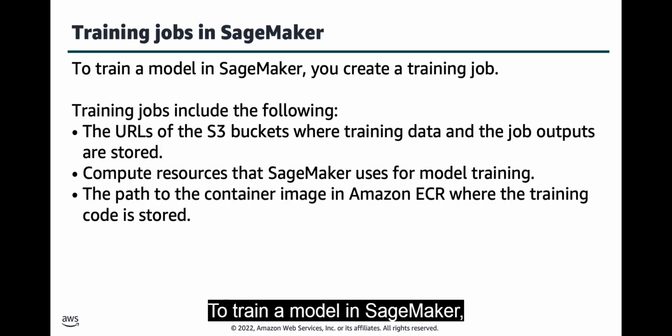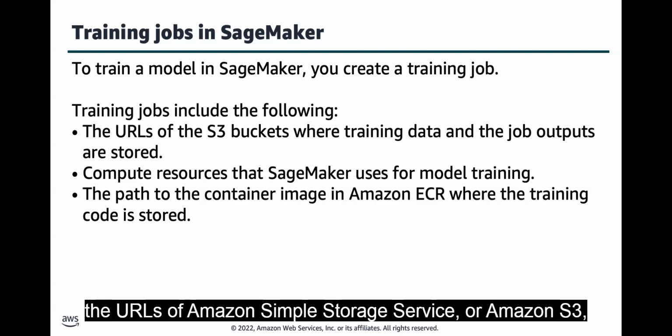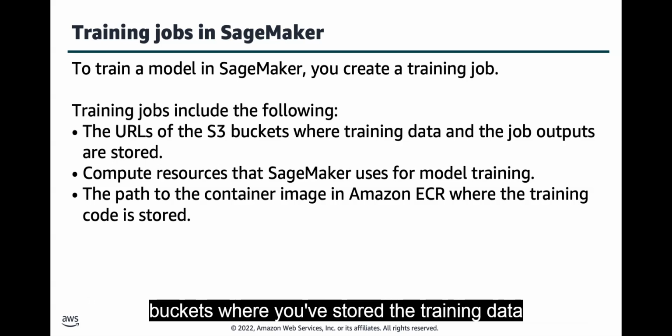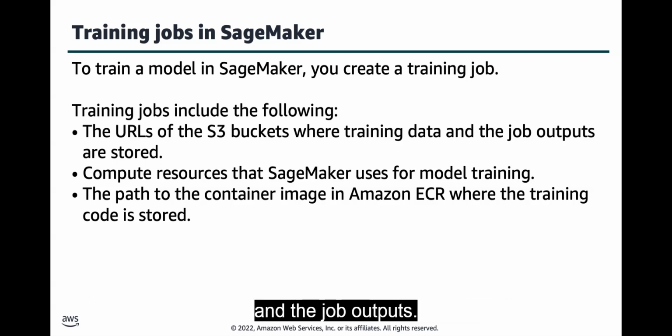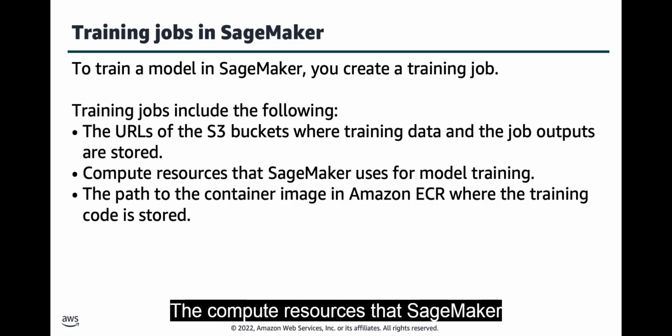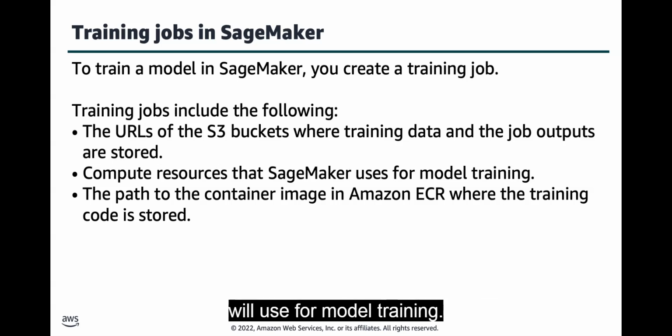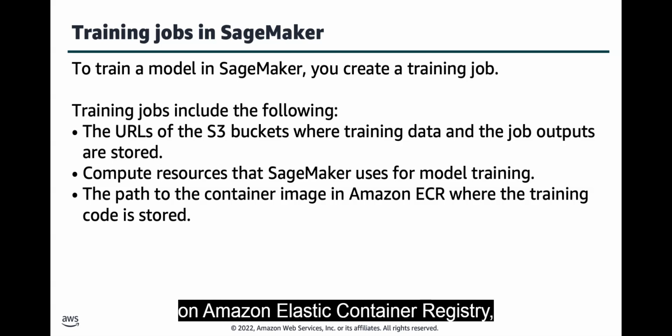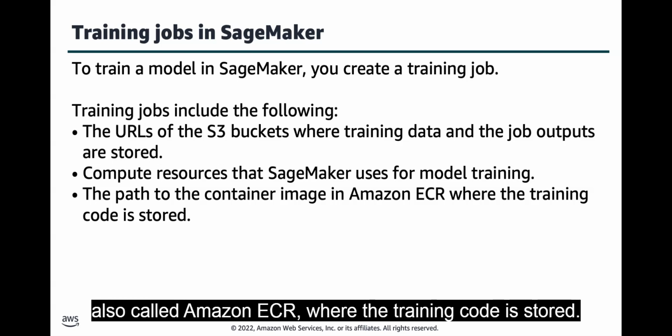To train a model in SageMaker, you need to create a training job. The training job includes the URLs of Amazon Simple Storage Service or Amazon S3, buckets where you've stored the training data, and the job outputs. The compute resources that SageMaker will use for model training, and the path to the container image on Amazon Elastic Container Registry, also called Amazon ECR, where the training code is stored.